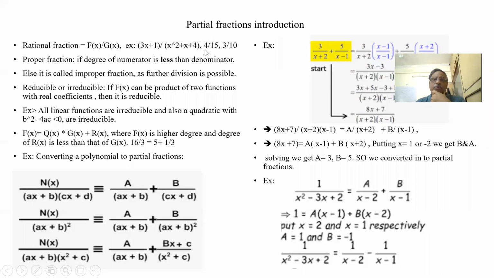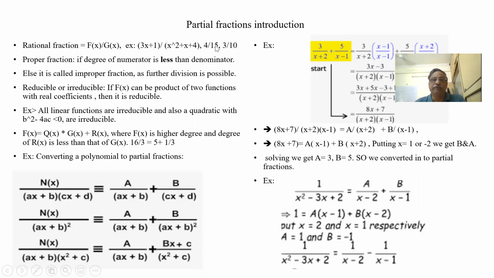For example, 4 by 15 is less than 1, so it's a proper fraction. It is not more than 1. Similarly, 3 by 10. In normal numbers, the number matters, but here only the degree matters. Here it is less than 1, which is what we call a fraction. We have an integer portion and a fraction portion. So this is the fraction portion.